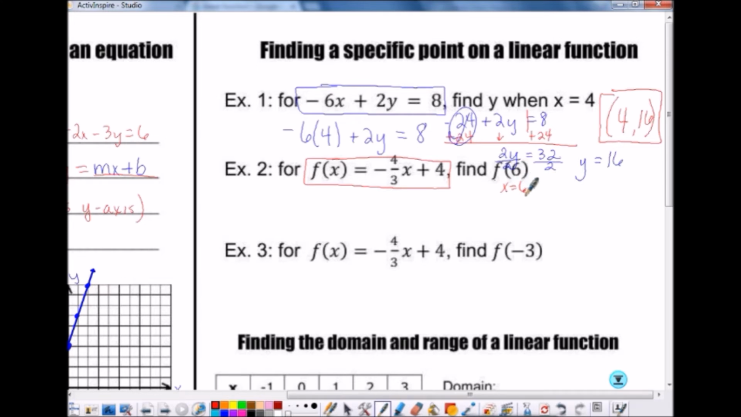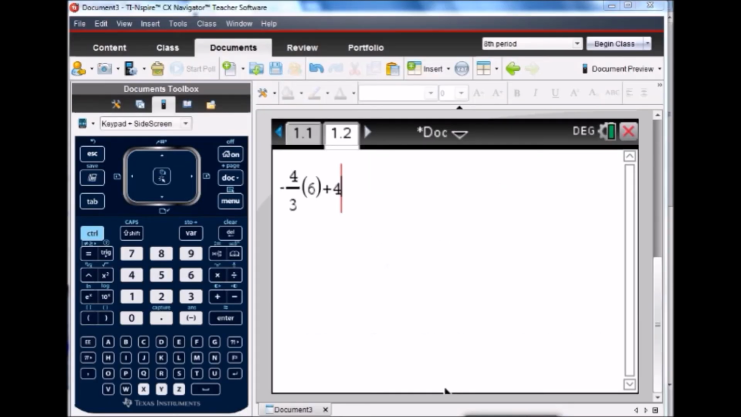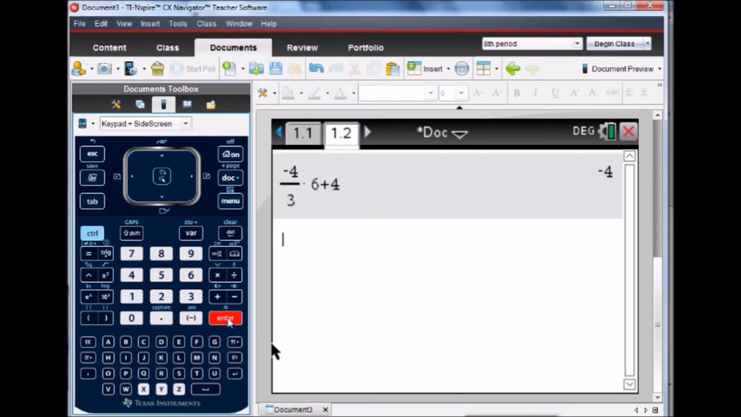So we write it as such. So f of 6 equals. So every time I see the letter x, I'm just going to replace it with the number 6. And then I'm going to actually find the answer. And you can actually put this in the graphing calculator. So here I've put it in my graphing calculator. And now all I have to do is hit enter. And the answer is negative 4.